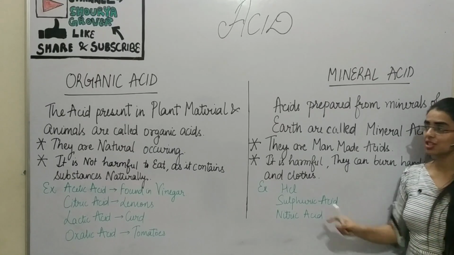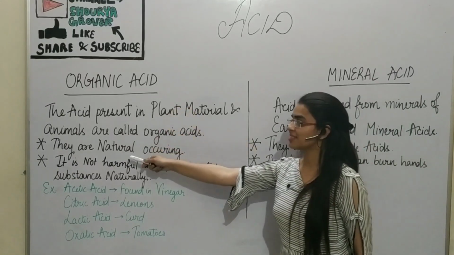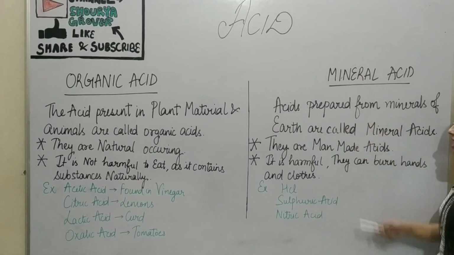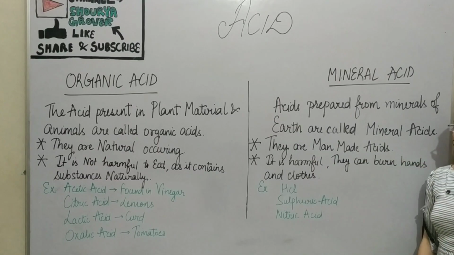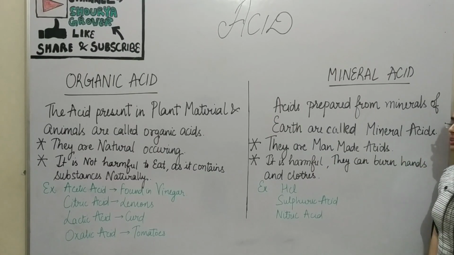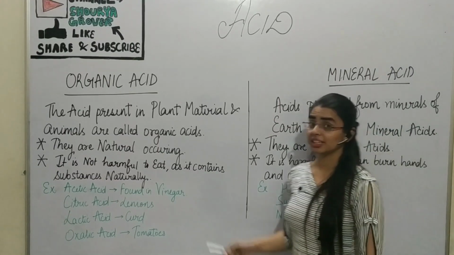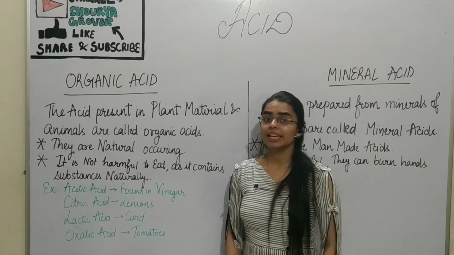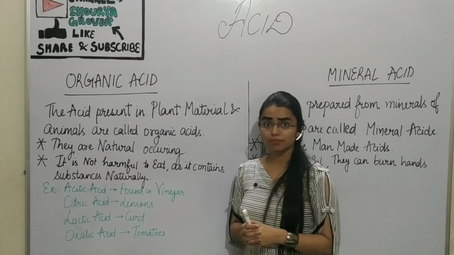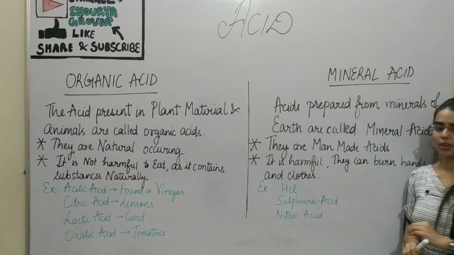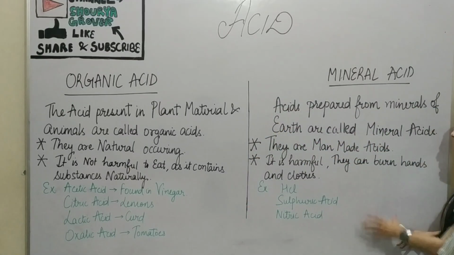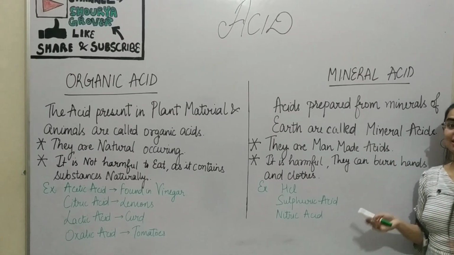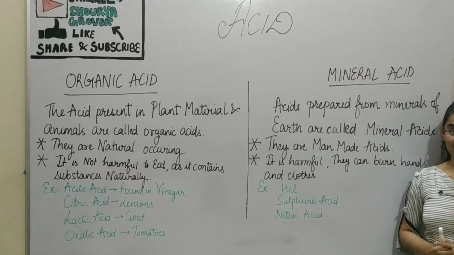So, the second thing I told you there, that the organic acids are naturally occurring. But friends, mineral acids are man-made acids. They are not found naturally. The third thing, I told you in organic acid that it is not harmful. It can be eaten as it contains materials naturally. But mineral acids are very harmful. They can burn our hands, they can burn our clothes. So you should handle these acids with proper care.